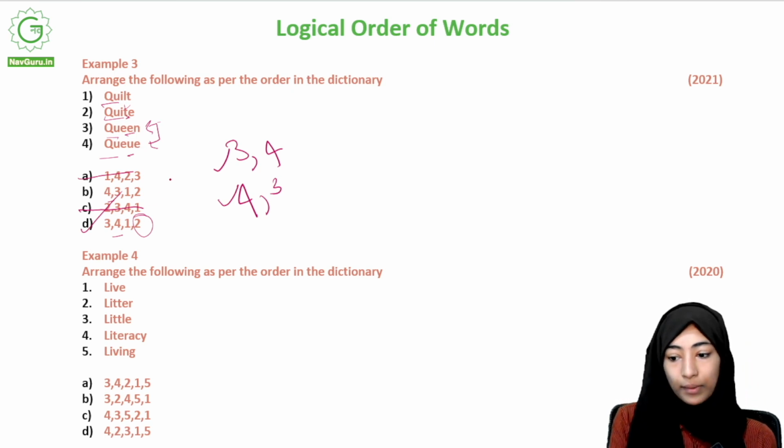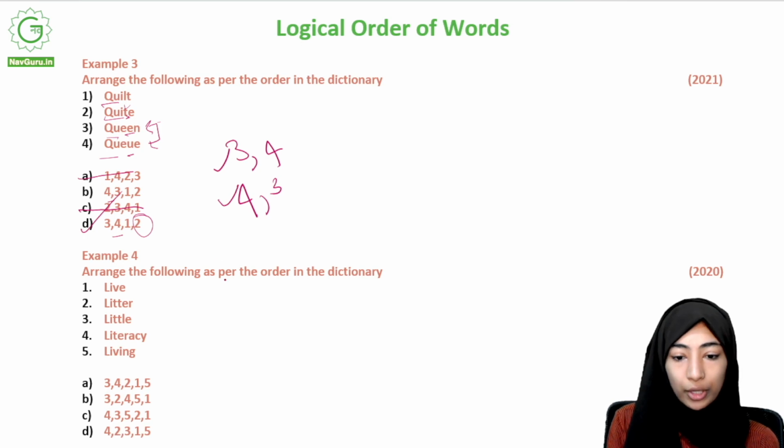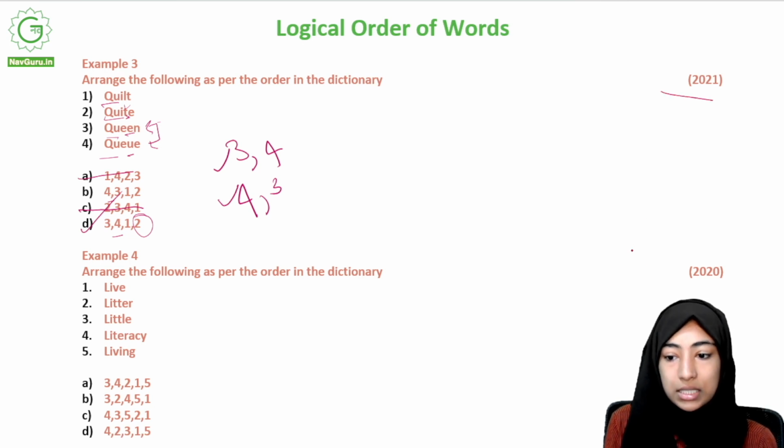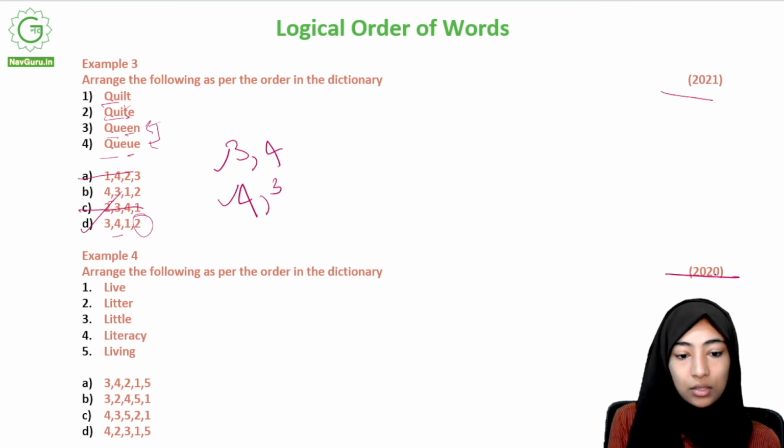Okay, now moving on to the next question. Arrange the following again as per the order in the dictionary. Also, like I mentioned earlier, these are previous year questions, a 2020 previous year question. Now how do you arrange it as per the order in the dictionary? Live, litter, little, literacy, living.